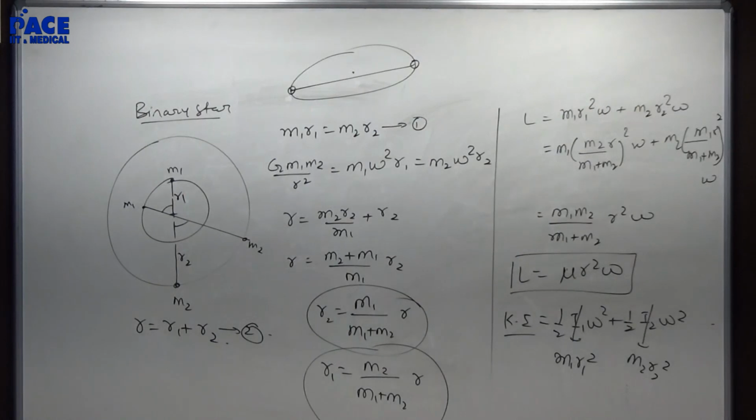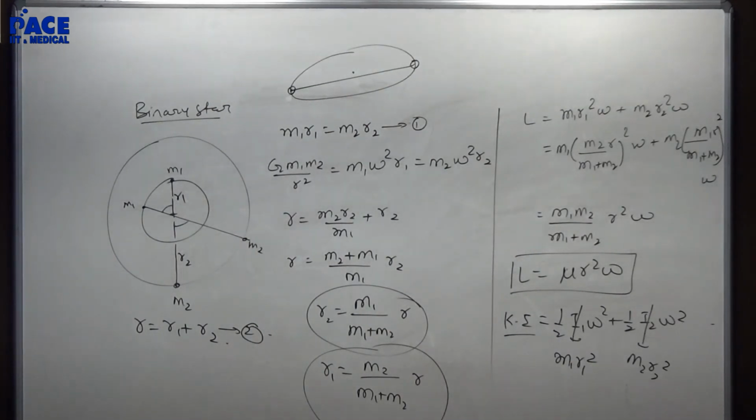Sir, can you explain how multiple star systems work? It does no work. How do they work?